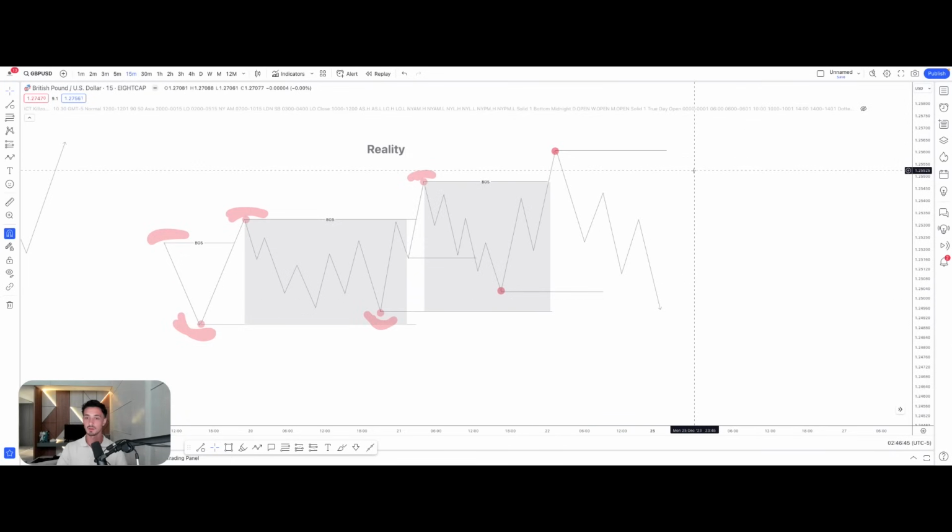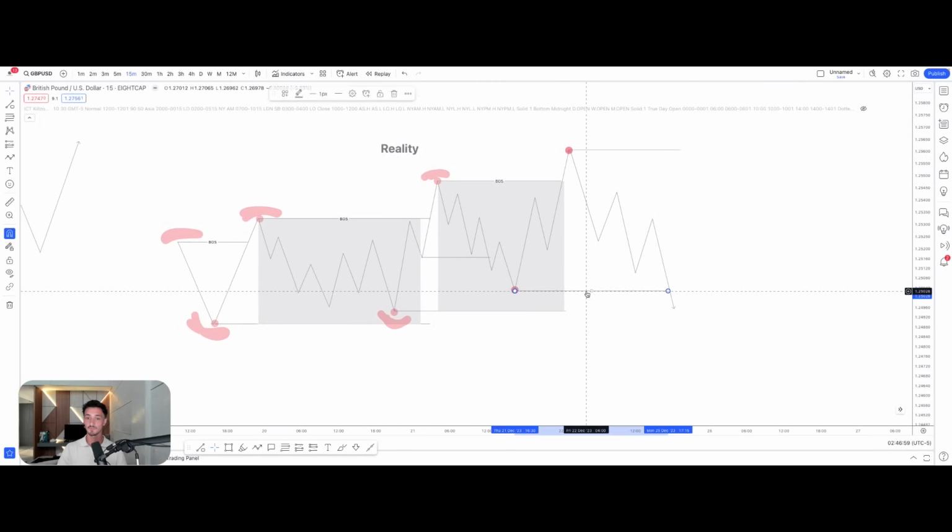And that's okay, because your job as a trader isn't to be right 100% of the time. It's to make more when you're right than you lose when you're wrong, right? That's literally the aim of the game. You're not here to be perfect, you're here to make money. And so this right here is called a change of character.